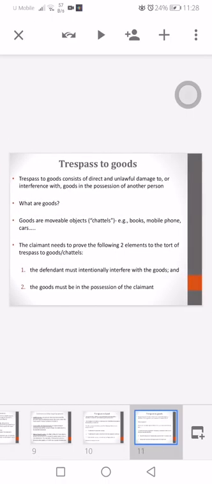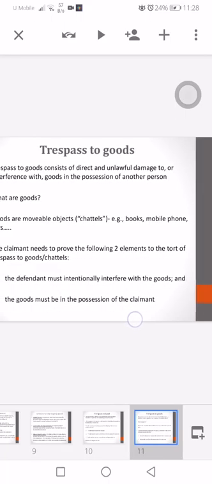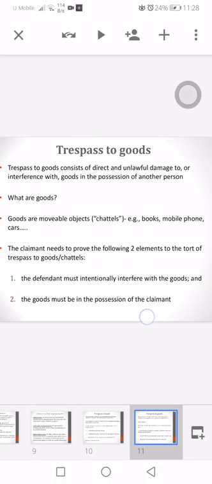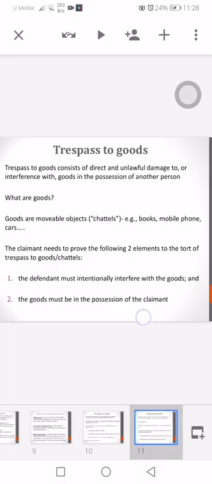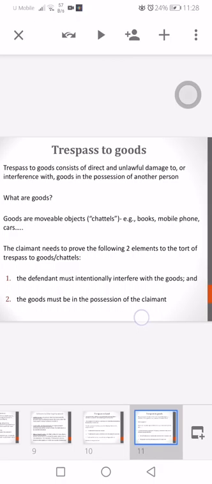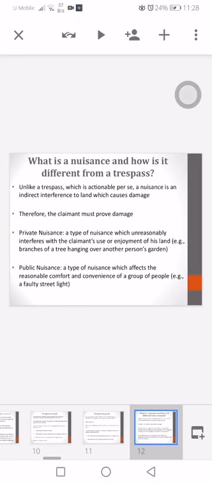So we go through trespass to goods. Trespass to goods consists of direct and unlawful damage to or interference with goods in the possession of another person. What are goods? Goods are movable items, for example, a mobile phone or a car, or other objects. The claimant needs to prove the following two elements for the tort of trespass to goods or chattel. The defendant must intentionally interfere with the goods, and second, the goods must be in the possession of the claimant.